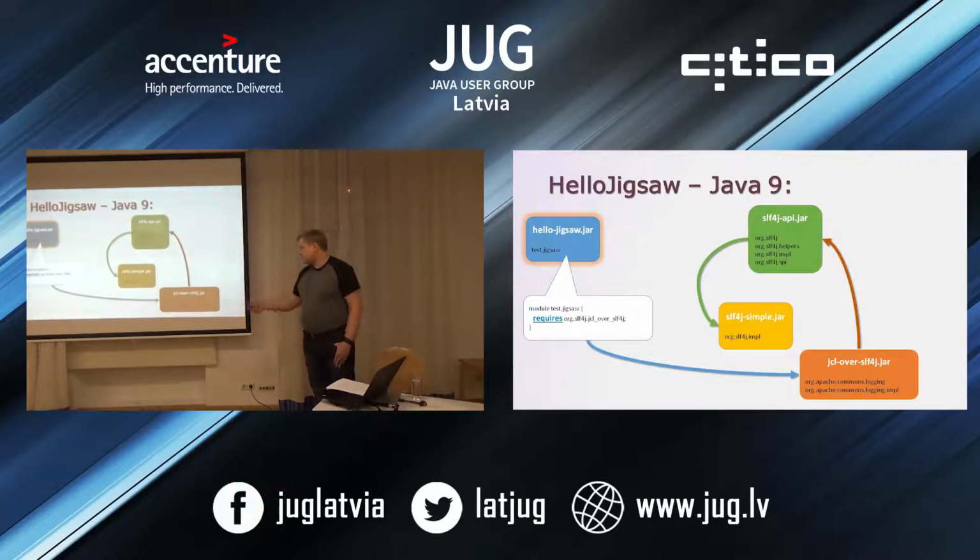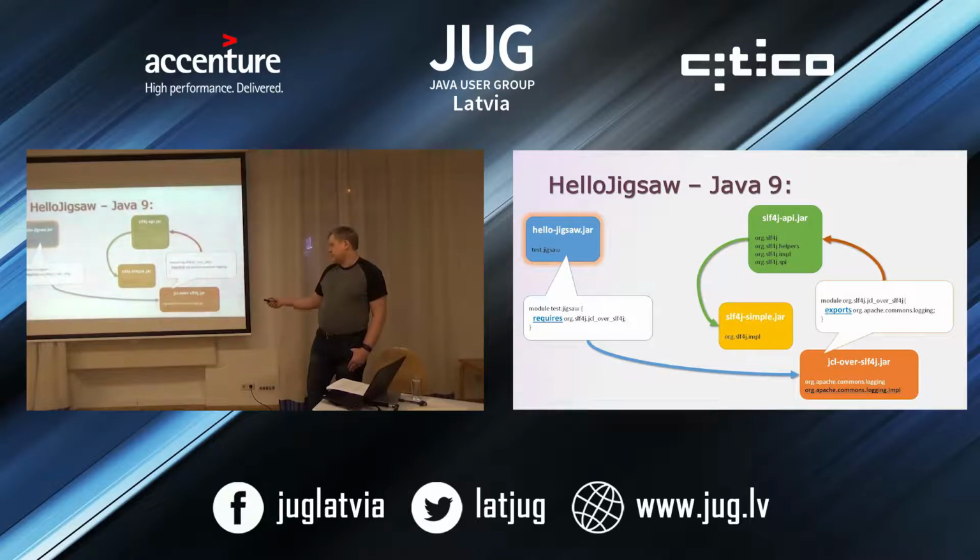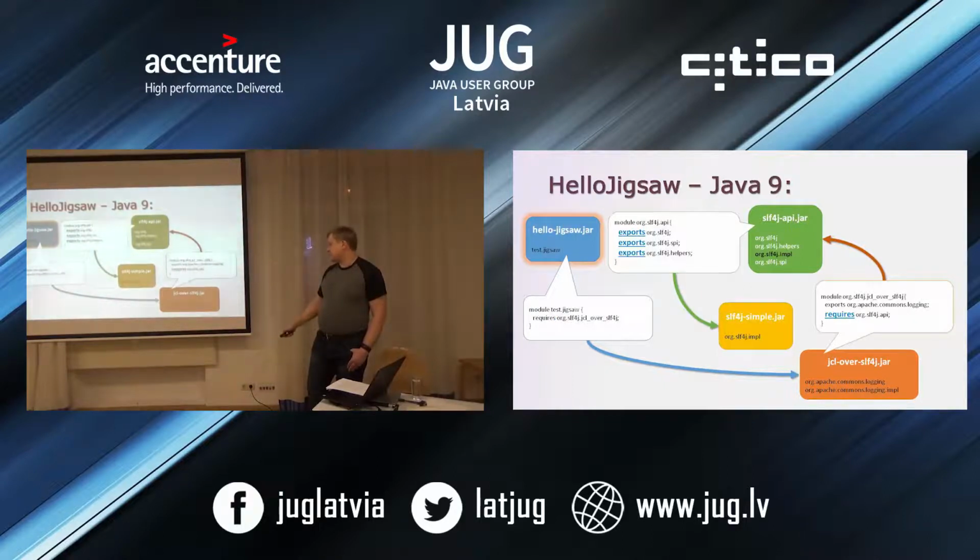Okay, so let's try to implement the modules for our simple application. The first module descriptor is simple. It requires JSON over SLF4J. And JSON over SLF4J, of course, exports commons logging. Again, I don't need to export commons logging impl because it's not needed. Then I will export all SLF4J API packages and read SLF4J API from JSON over SLF4J.